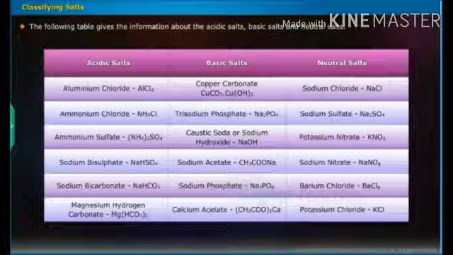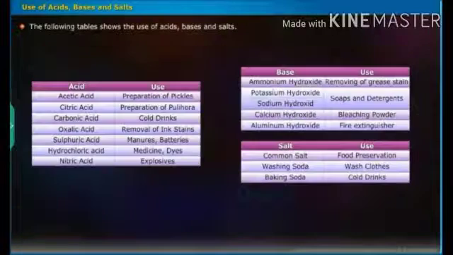From the above tabular column, we can identify the acidic salts, basic salts, and also neutral salts. Here, the following table shows the uses of acids, bases, and also salts.